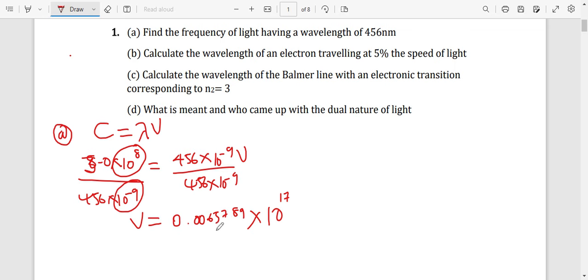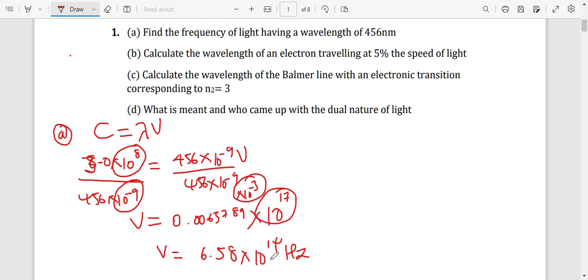Now the 0.00657, I can as well write it as 6.57 times 10 to the power negative 3. So therefore this can also be written as 6.58 times 10 to the power negative 3. So same base again, multiplying, you add the power: 17 plus negative 3. That is going to give us 14. So that is going to be it. Is this okay? Yes. Okay.